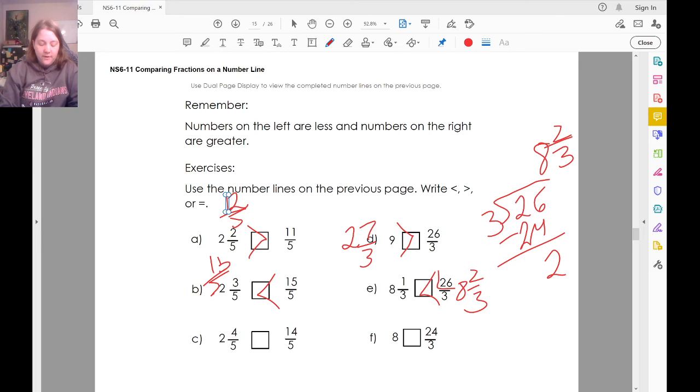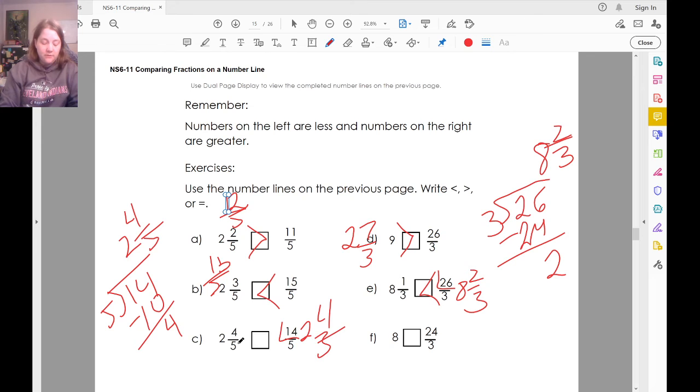2 and 4/5, 14 over 15. Let's convert 14 over 15 into a mixed number. 5 goes into 14 2 times. That'd be 10. 4 left over, so that's 2 and 4/5. Which is greater? 2 and 4/5 or 2 and 4/5? Neither one's greater. They are equal to each other.